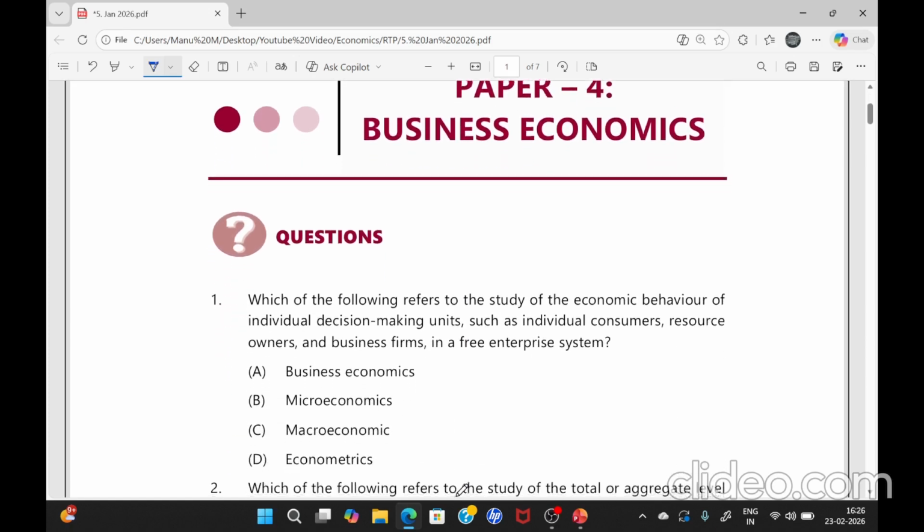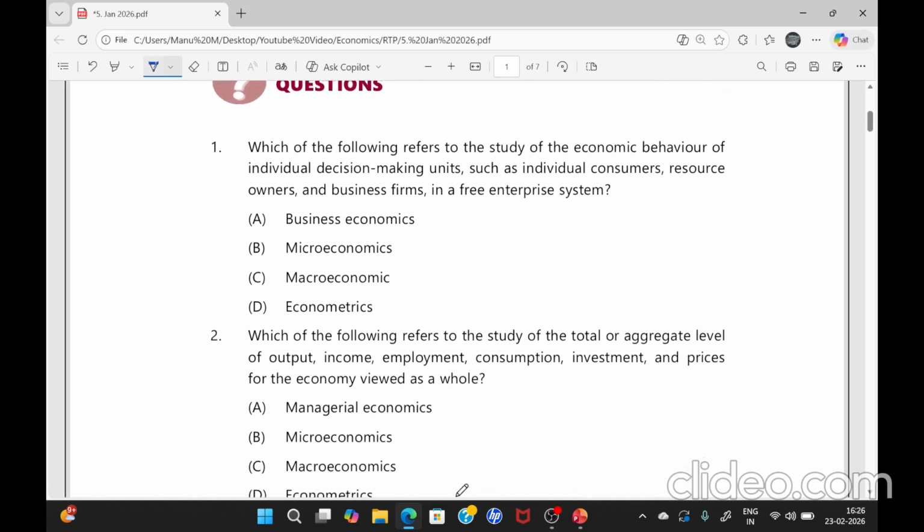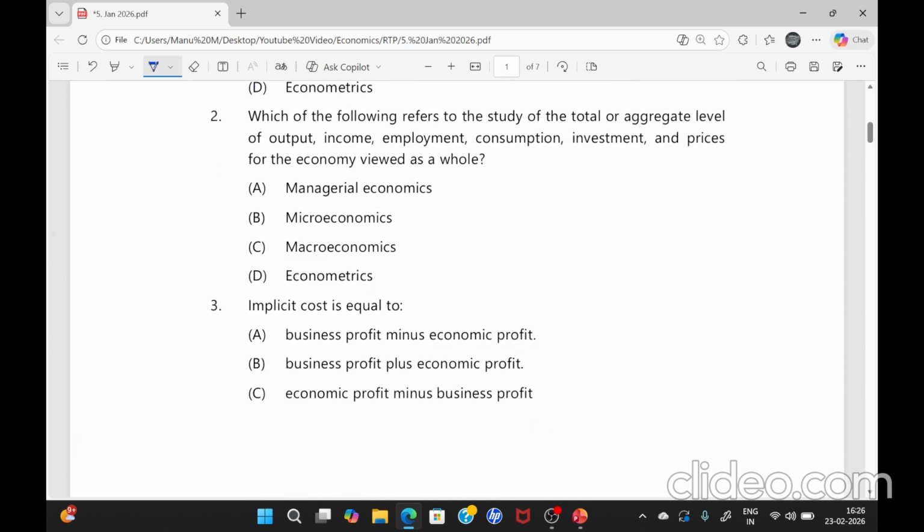First question. Which of the following refers to the study of economic behavior of individual decision-making units such as individual consumers, resource owners, business firms in a free enterprise system? So obviously this is talking about a particular business unit, hence it has to be microeconomics.